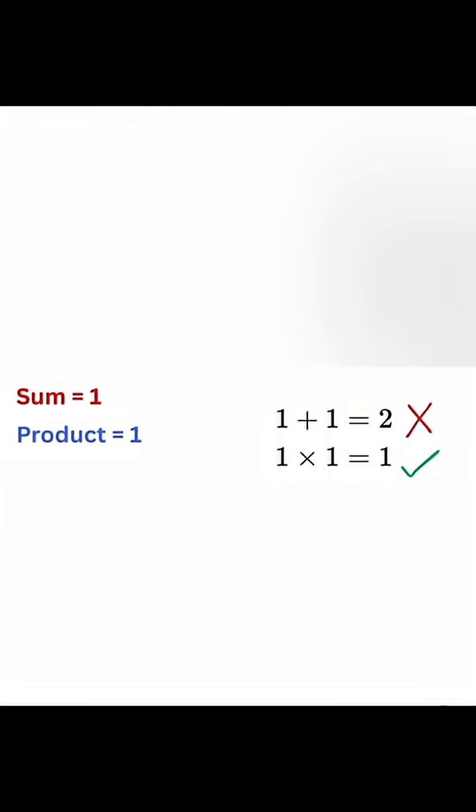Let us try another example. If we choose 1/2 and 1/2, their sum is equal to 1. However, their product is 1/4 instead of 1. It seems that such two numbers do not exist. Let us find it out.